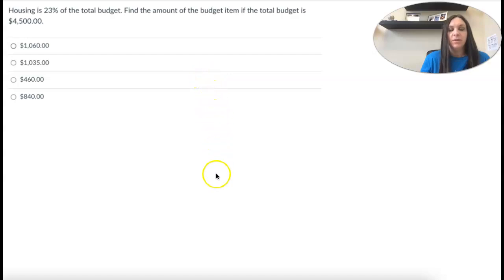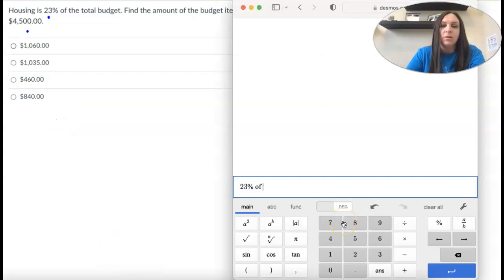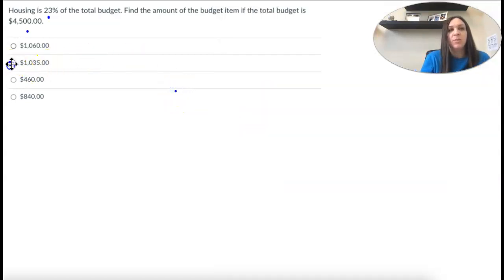Alright, so this one, we're still talking about budgeting and finding percentages. So this is similar to one we did in the last section. Housing is 23% of the total budget. Find the amount of the budget item if the total budget is $4,500. So we want to take 23% of our total budget, 23% of $4,500, which is $1,035. That's how much we're going to spend on housing.